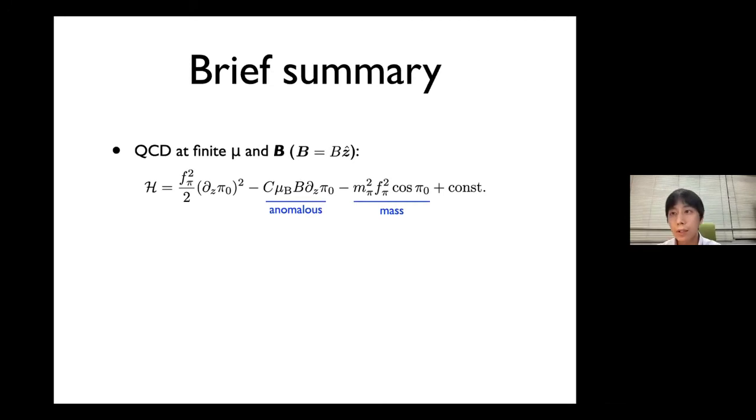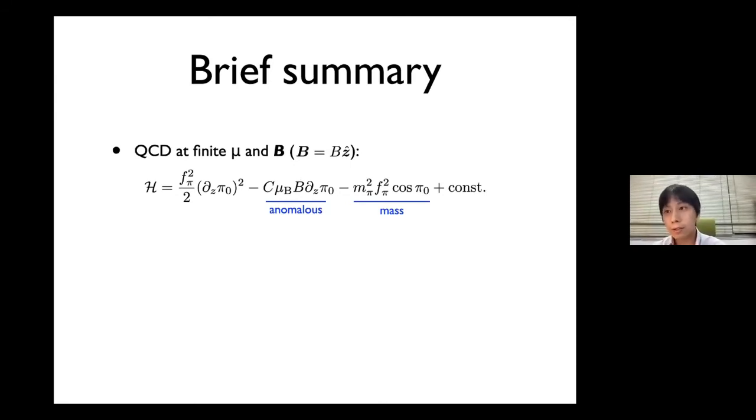So summarizing what I have discussed so far and focusing on charge neutral pion sector, we can write down the low energy effective theory of QCD at finite baryon chemical potential in the magnetic field in this way. So the first term is the kinetic term of pion. The second term is the anomalous term related to the chiral anomaly. And the third term is the mass term for pion. Here, without loss of generality, I take the direction of the magnetic field in the z direction. And I assume that magnetic field is homogeneous.